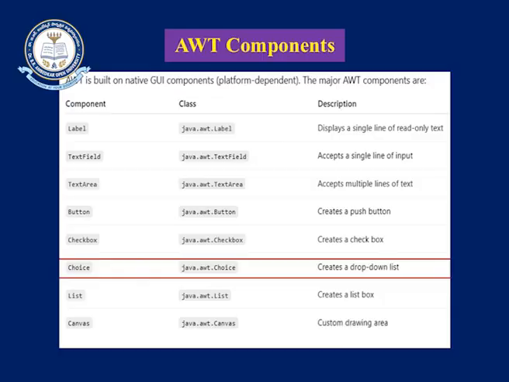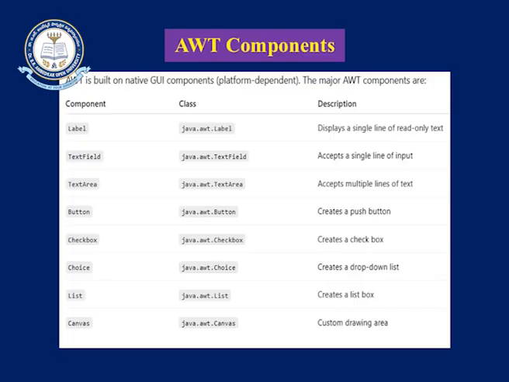Next one is the choice. Choice means using choice you can select one option, your choice. Suppose you have subjects, Java, operating system, and Python. Among those three subjects you have to select only one. That is the choice. In such types of cases you can use the choice. So these are some of the AWT components. There are so many, I displayed only a few of them.